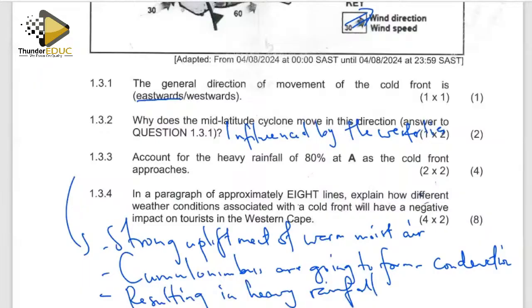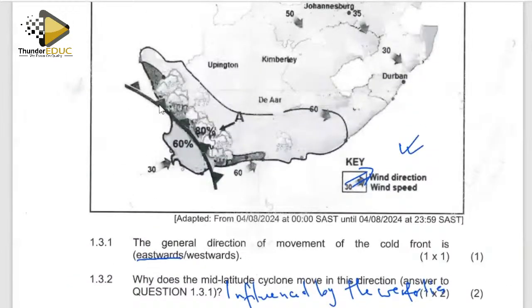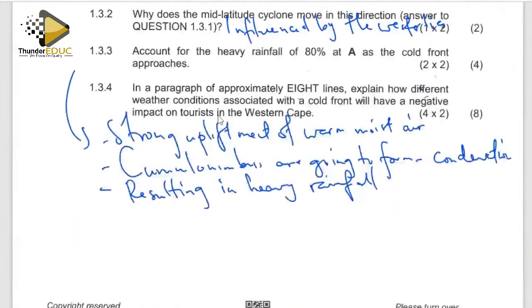Just to the east of the cold front, it's because the advancing cold front, as it advances towards the east, is going to cause upliftment of the warm and moist air, and that warm and moist air is going to reach dew point. The moisture will start to condense, forming towering clouds, and those clouds are likely to produce very heavy rainfall. Right, we move on to the next question.